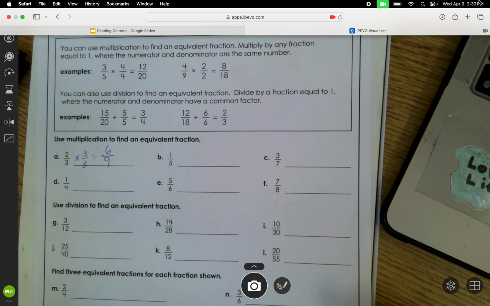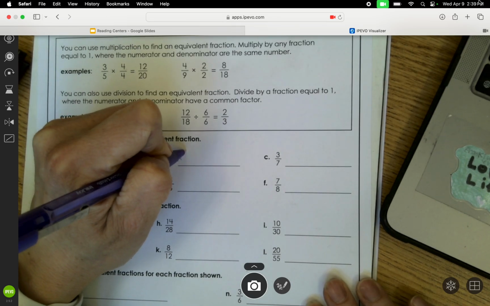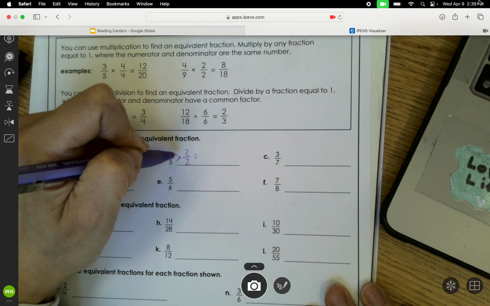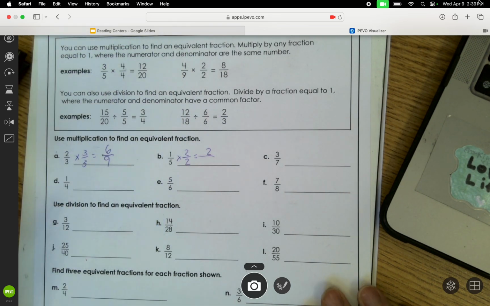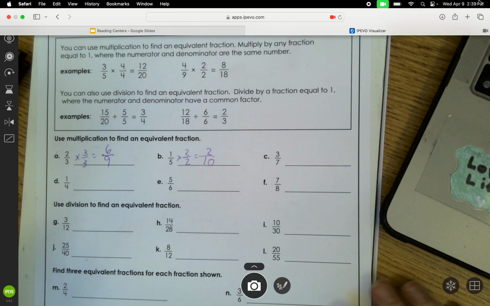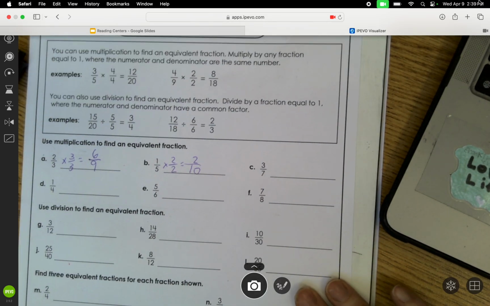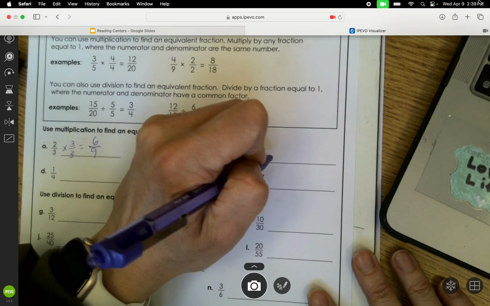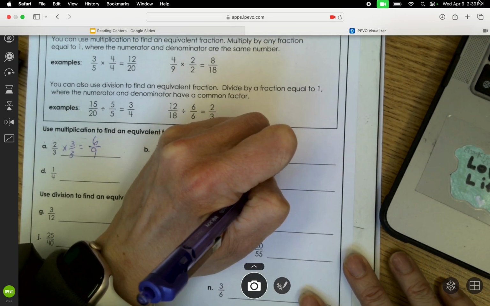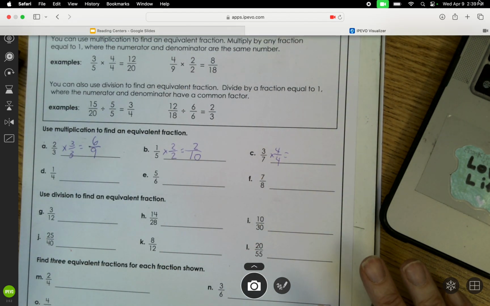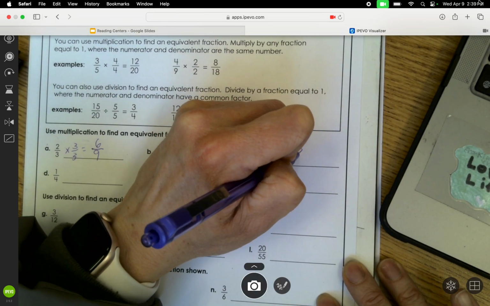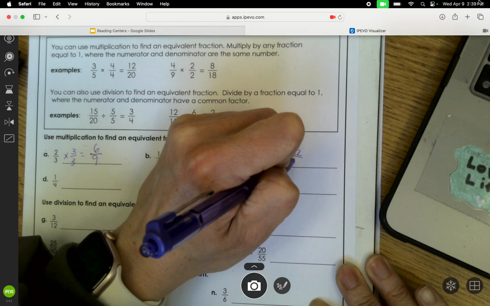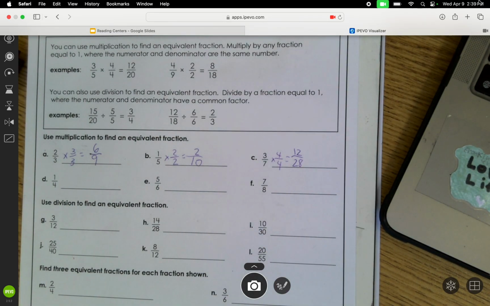Then I have 1/5. Remember, I can pick whatever I want here. I'm going to do 2 halves. I'm going to multiply straight across. 1 times 2 is 2. 5 times 2, 5, 10. 2/10. I'm going to do C with you. 3/7. I can pick any number. I'm going to go 4. And I'm going to skip count. 3, 6, 9, 12. 7, 14, 21, 28. 12/28.